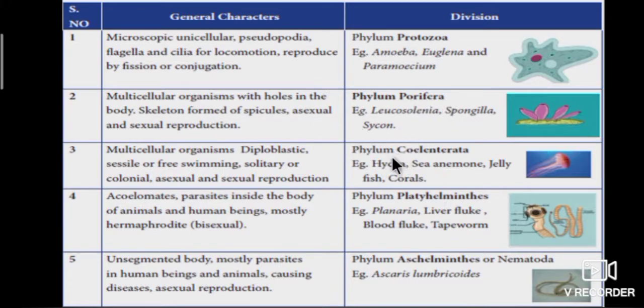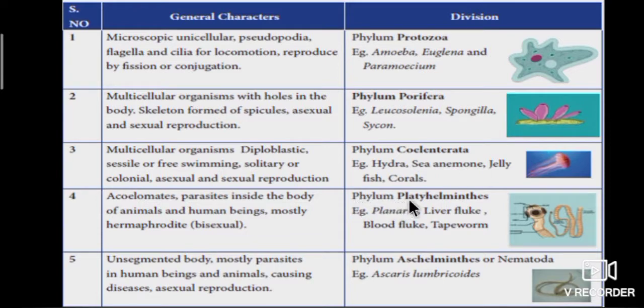Third phylum is Coelenterata. It is multicellular organisms and diploblastic. Diploblastic means primary layer of organisms. It's sessile or free swimming, that is fixed in one place or free swimming. It's solitary or colonial, that is being alone or combined with 2 or more. It involves asexual and sexual reproduction. Hydra, sea anemone, jellyfish are the examples of Coelenterata.